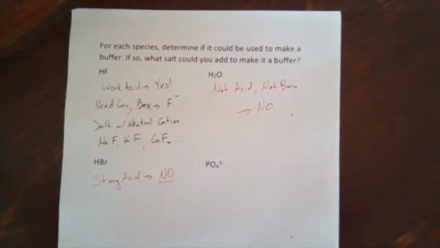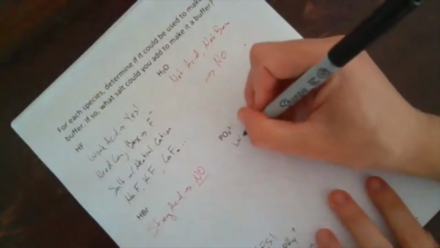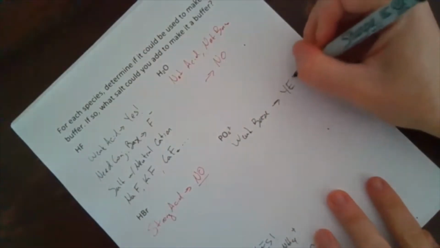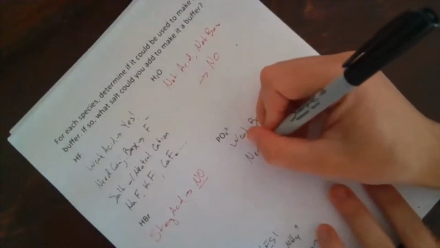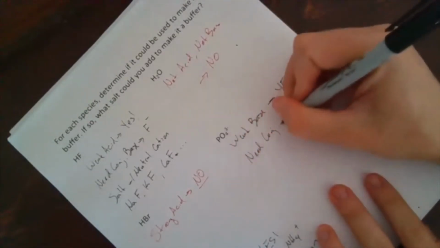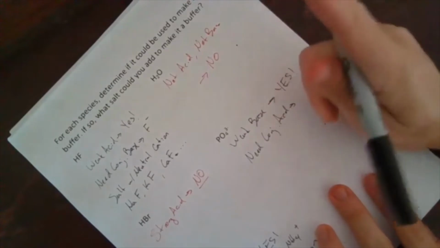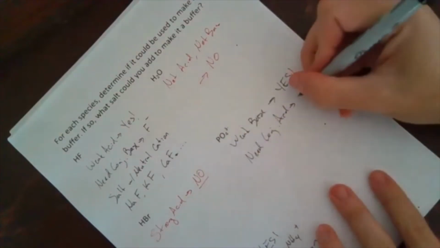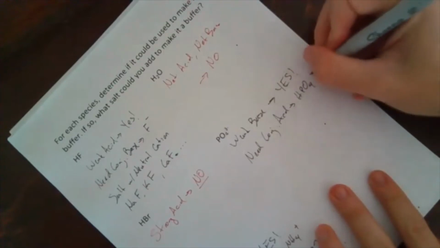What about phosphate? That is a weak base. It's an anion whose conjugate is not a strong acid. So this is a weak base. So again, yes. Because it's a weak base, we need the conjugate acid, which is just going to be, again, 1 hydrogen. Even though phosphate can take 3, it's just HPO4 2 minus.